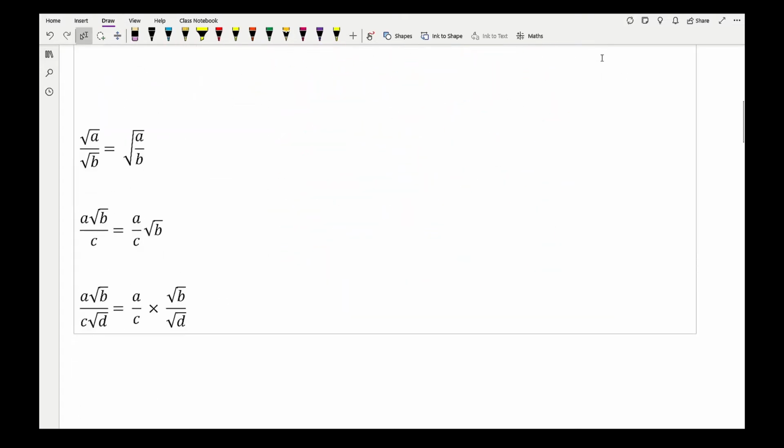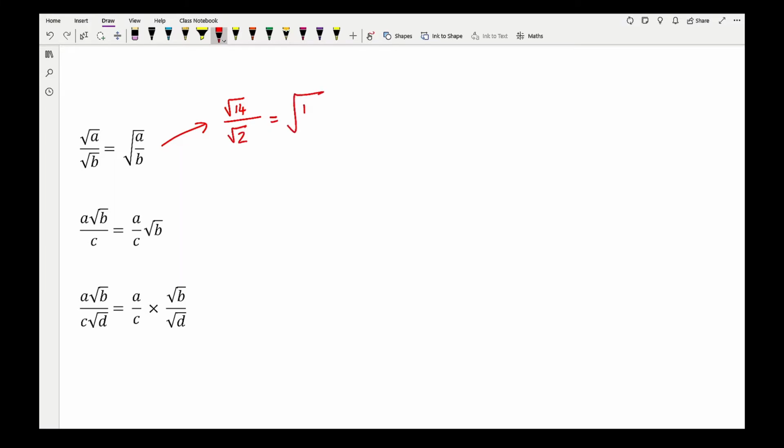Now we move on to dividing, and again, one of the rules of surds is that, just as you can multiply surds with surds, you can also divide surds with surds. So here, if I had root 14 divided by root 2, then I could simplify this as root of 14 divided by 2, which is therefore just root 7.